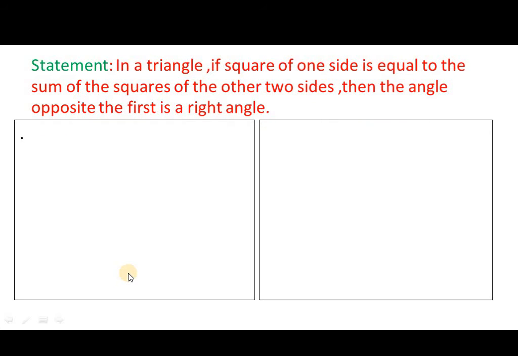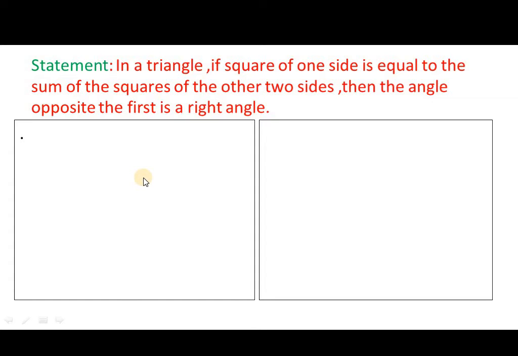Let us go to the statement of what this converse of the Pythagoras theorem says. In a triangle, if the square of one side is equal to the sum of the squares of the other two sides, then the angle opposite to the first is a right angle. So this is the converse statement of the Pythagoras theorem.